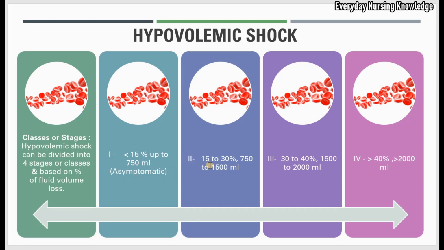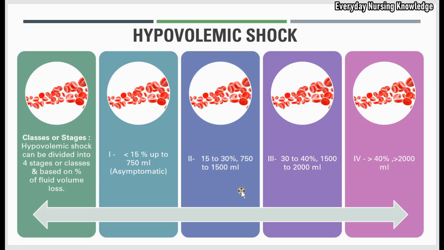Now class 2 is 15 to 30% of fluid or blood loss. That is approximately 750 to 1500 ml. Class 3 is 30 to 40%, that is approximately 1500 to 2000 ml. And class 4 is greater than 40%, that is greater than 2000 ml. You have to remember, as the blood loss goes higher or the class goes higher, the patient may present with increased or worsening signs and symptoms because of the increased fluid or blood loss.